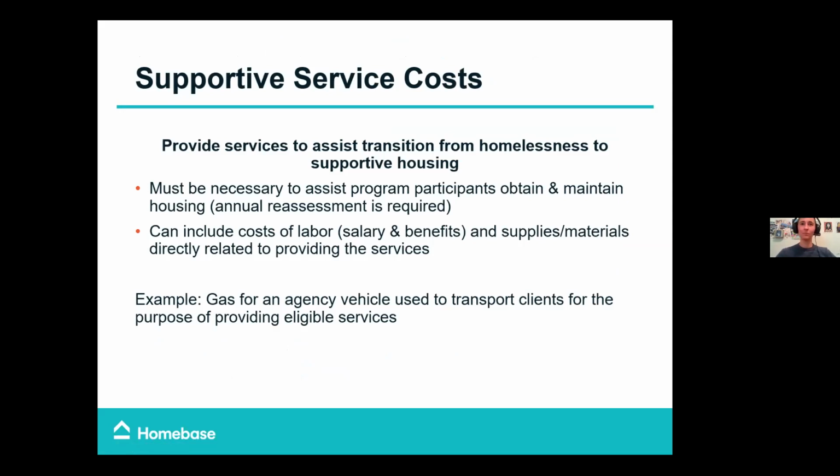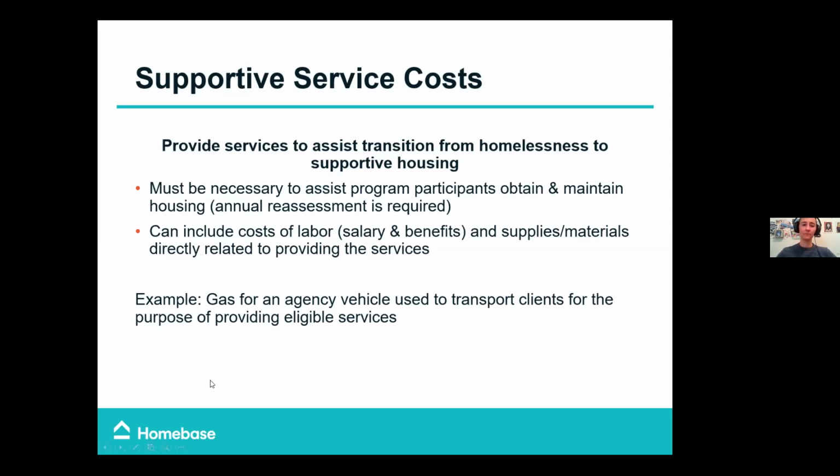But first, as a general rule, all funded services must be necessary to assist program participants to obtain and maintain housing. And programs are required to conduct annual assessments of participants' service needs and should adjust services as needed. If supportive services are being provided directly by the program, eligible costs include the cost of labor, including staff salary and benefits, and supplies and materials directly related to providing services.